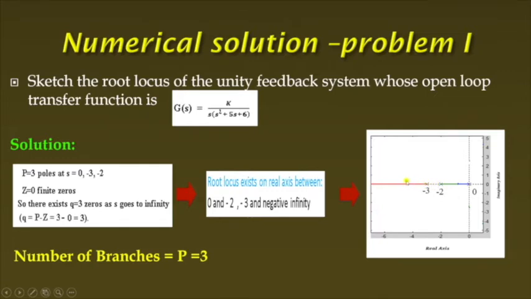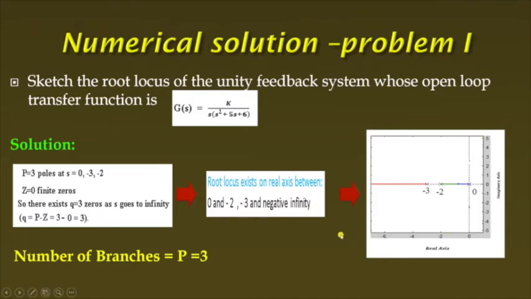Similarly, if we consider any test point on the left hand side of this pole, then on the right hand side the total number of poles and zeros is 3, that means odd. So root locus exists here. There is no other pole or zero, so it extends to infinity. That means root locus exists on the real axis between 0 to minus 2 and minus 3 to infinity. This side is obviously the negative real axis, so this is considered negative infinity.